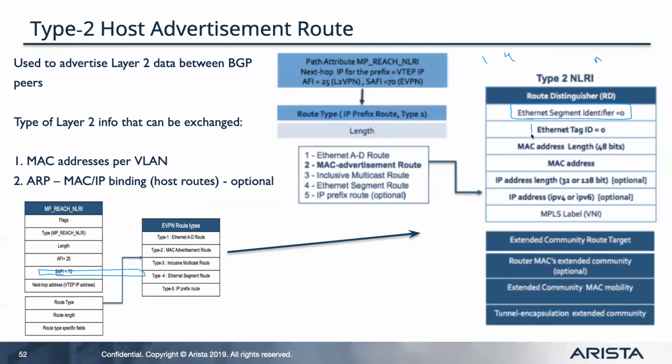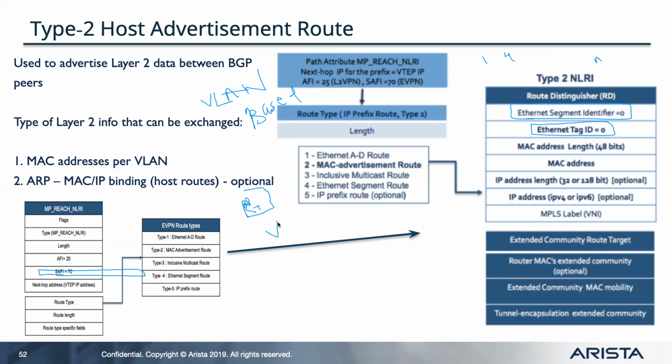Then Ethernet tag ID. Ethernet tag ID is also 0, right? For VLAN based bundle. So if you remember, for VLAN based bundle, we don't have to send Ethernet tag because we have RD and RT separate for each VLAN. Based on that, we should be able to distinguish which VLAN this MAC address belongs to. RD, RT is sufficient because each VLAN has separate RD and RT.